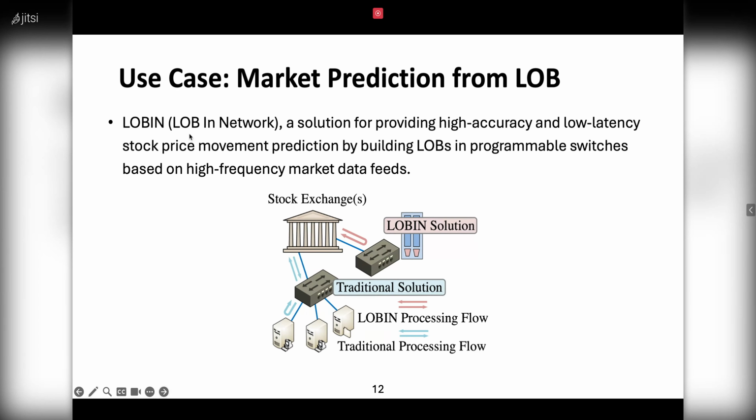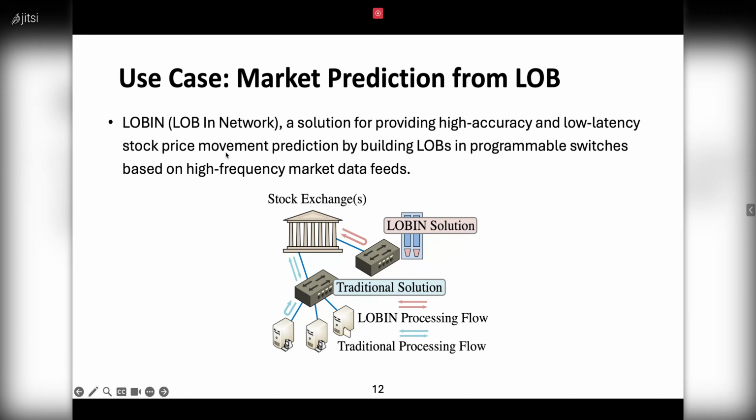As you can see in the figure, when the market MBO data comes from the stock exchange, in the traditional solution it goes to the switch, which is already within the network infrastructure for traffic forwarding, and then goes to the server for machine learning inference and decision making. But now I want to move the machine learning models within the network itself, within the programmable switch, so in our design, the data feed comes to the switch.